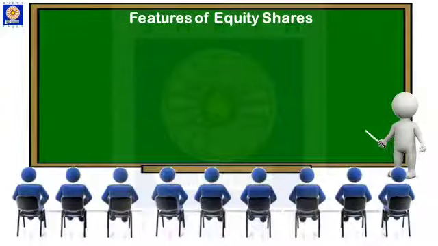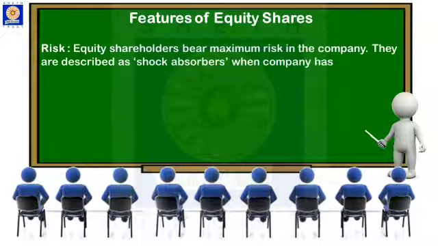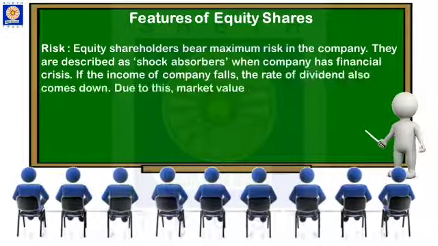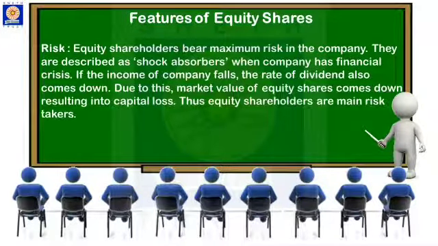Risk. As till now, we know that equity share capital is a risky capital due to its features. The equity shareholder bears the maximum risk in the company. So, they are also called shock absorbers or risk takers. When the company is in a financial crisis, like this corona situation is a financial crisis for many companies, the income of the company falls, and so the rate of dividend also goes down.